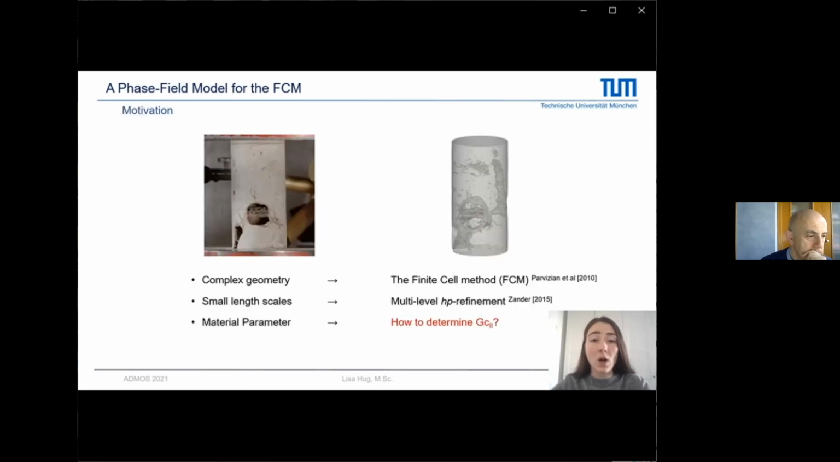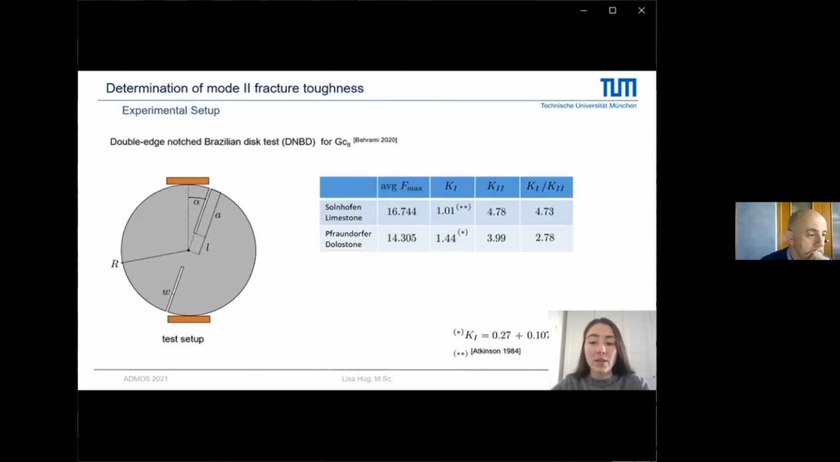The question is now, how can we determine the fracture toughness Gc2? As there is little data available in literature, we decided to perform the experiments ourselves. We used the double-edge notch Brazilian disc tests proposed by Barami, where a Brazilian disc specimen containing 2 notches of fixed length is diametrically compressed at an angle alpha. 2 wooden plates are attached to the top and the bottom of the specimen to induce the load. The experimental results are summarized in the table on the right.